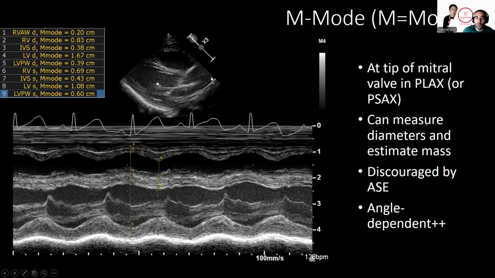The problem with M mode is that it's very angle dependent. Like if I put my cursor here, if my image is not optimized to really be in front of the mitral valve tip leaflet.